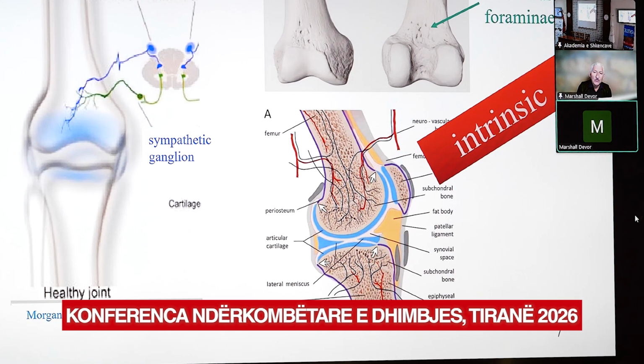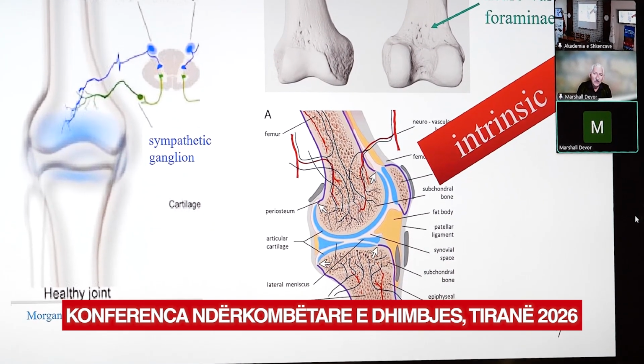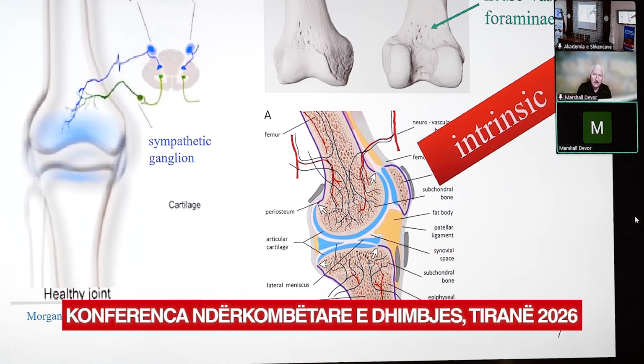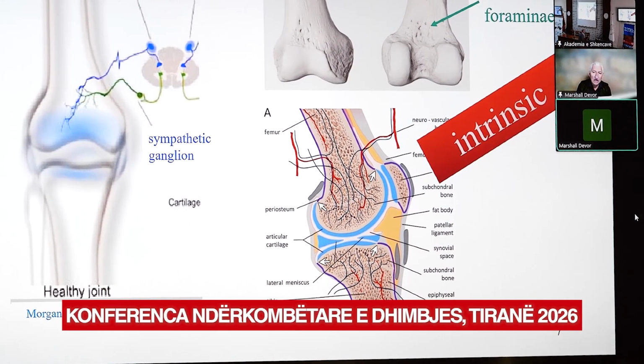And they enter the bone and then distribute in the subchondral bone that is formed under the blue band representing the cartilage. This is the normal innervation in a healthy joint.